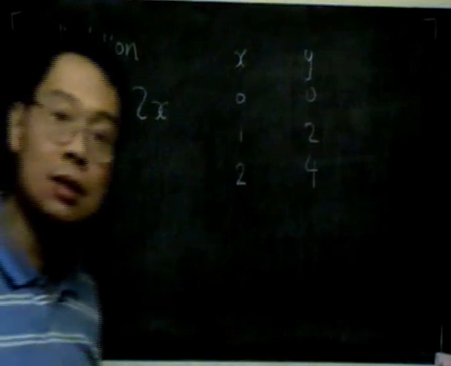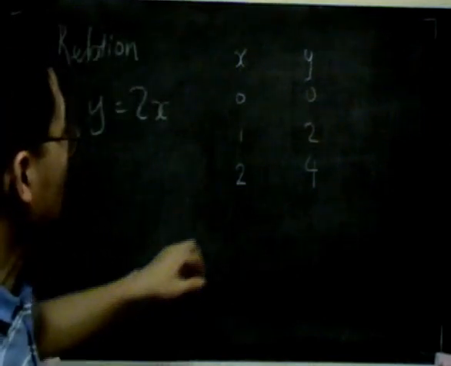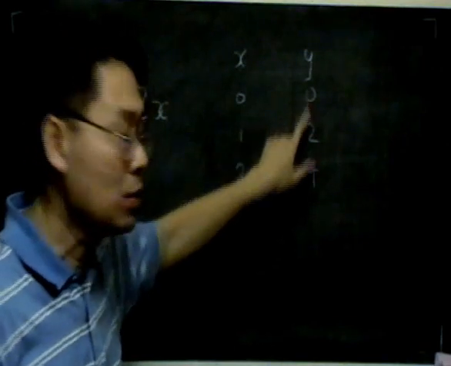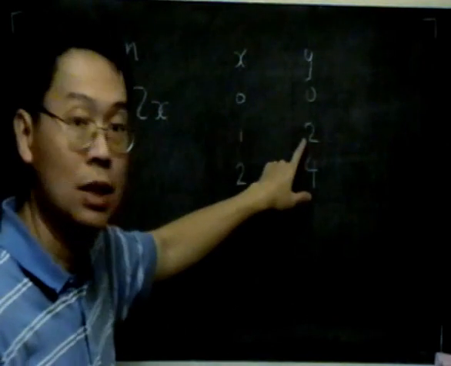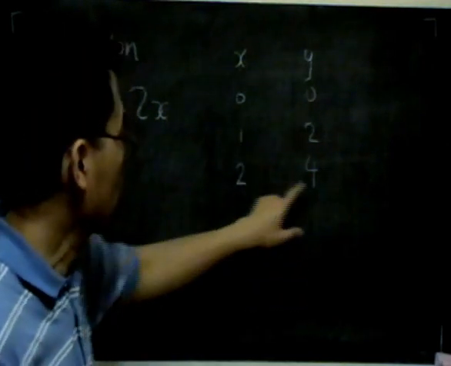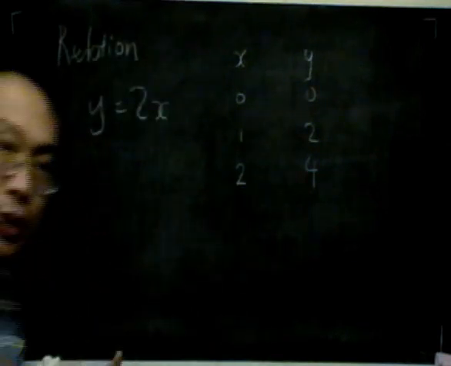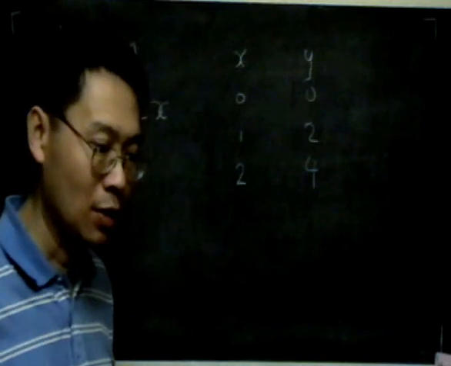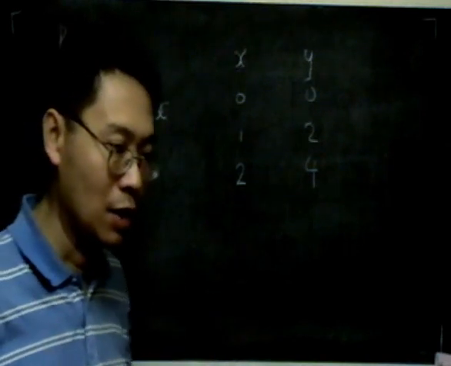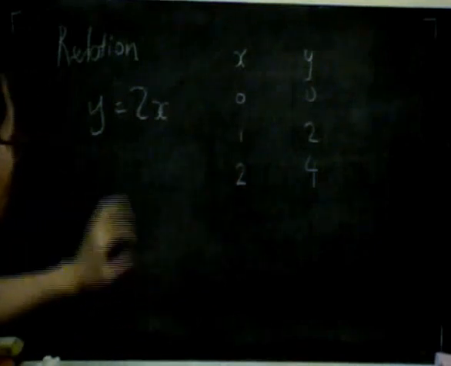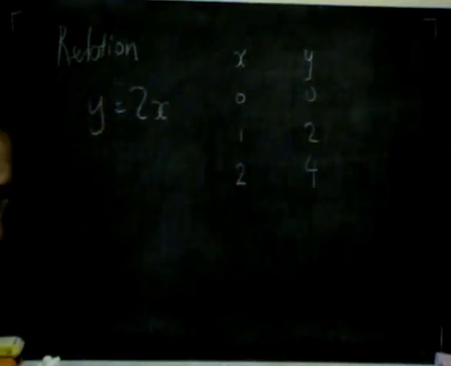So we can now say that 0 is related to 0, 1 is related to 2, and 2 is related to 4. And the reason why I can say that is because I got them from this equation.